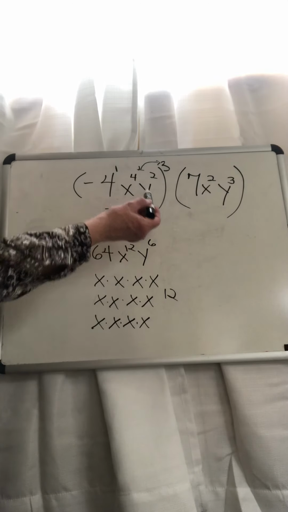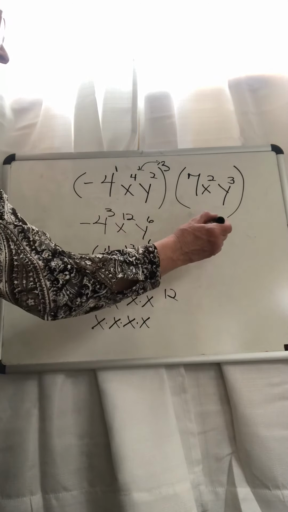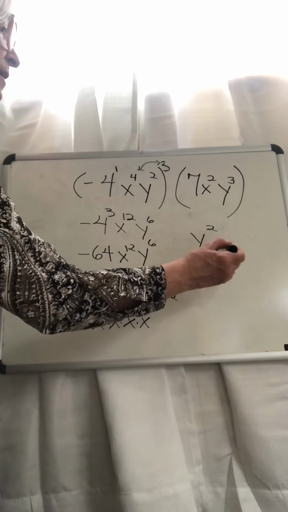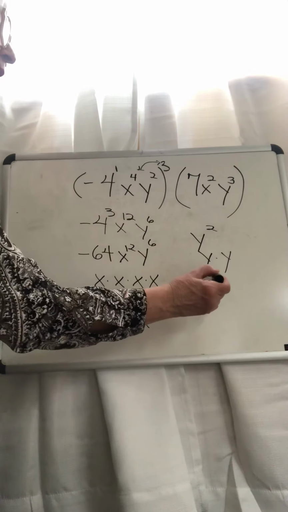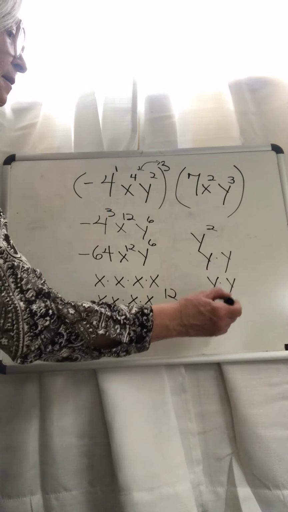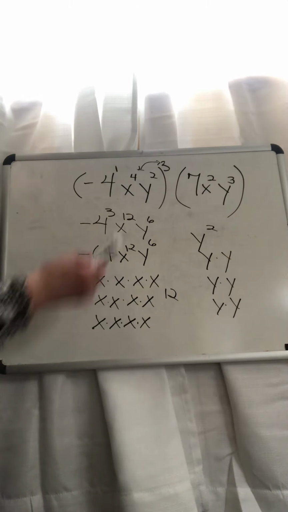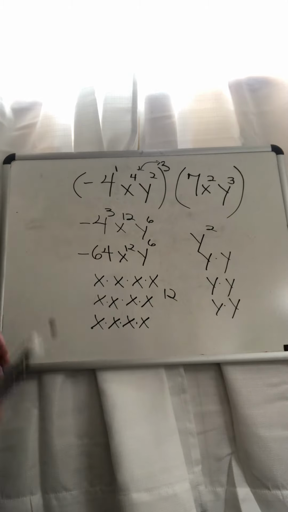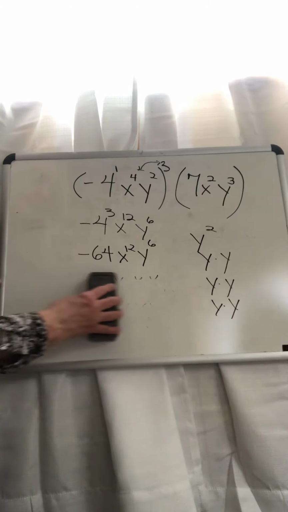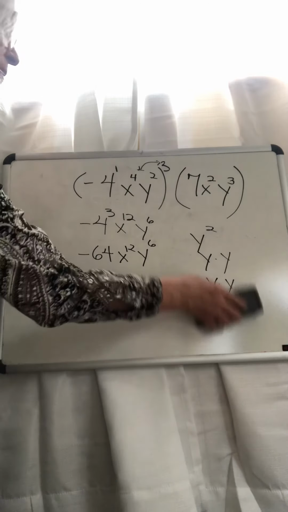And then the same idea for y to the 2nd. So we've got y to the 2nd, which means y times y, but 3 times. So 2, 4, 6. So that's why it becomes y to the 6th. Okay, so I'm going to erase my x's and y's.